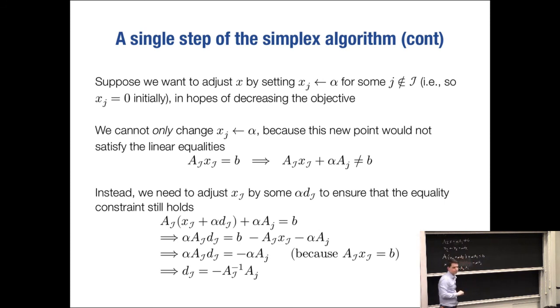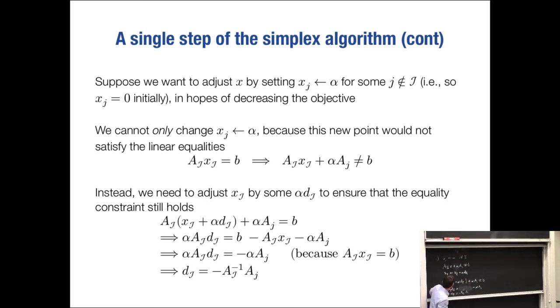So in other words, if I'm going to take this step here, xj is going to get the value of alpha. Currently it's 0 right now. And xi is going to get the value of xi plus alpha di. This is the formula for di. So that's how I make adjustments.